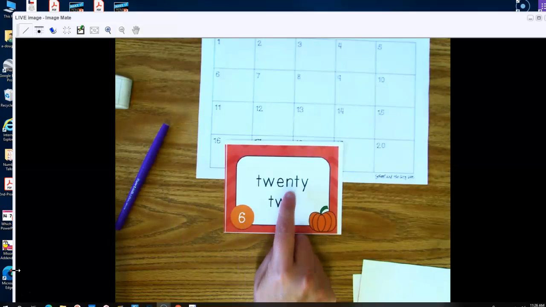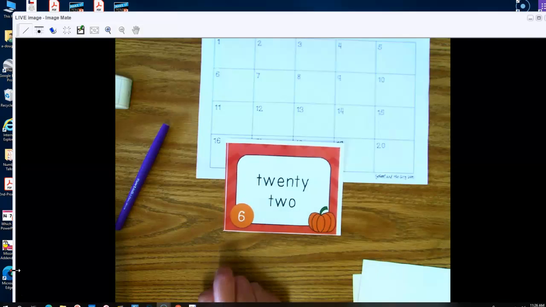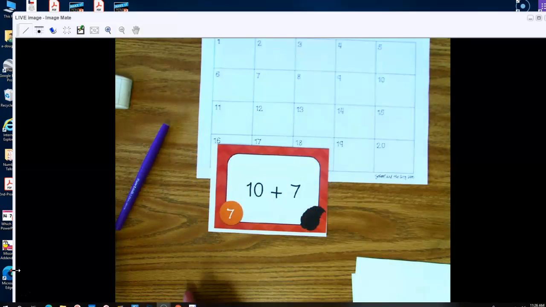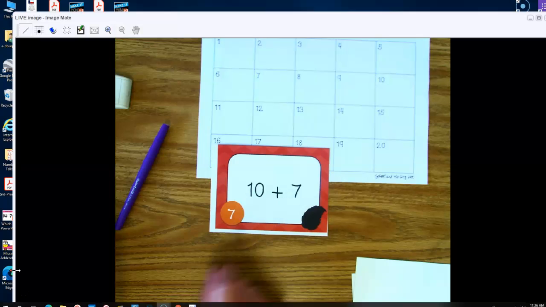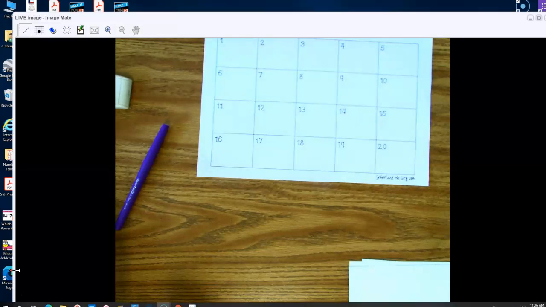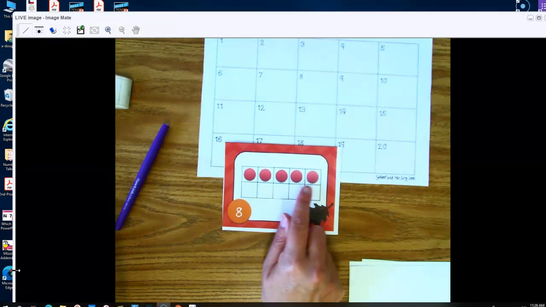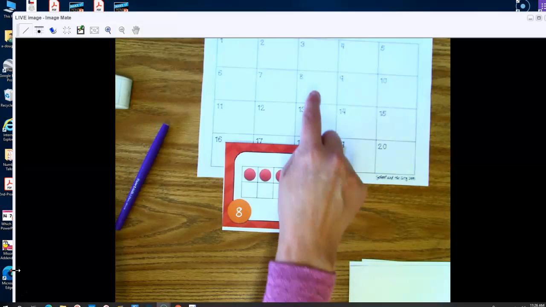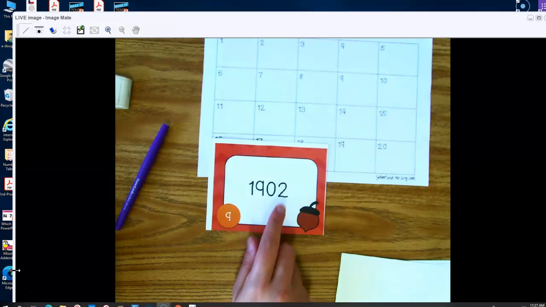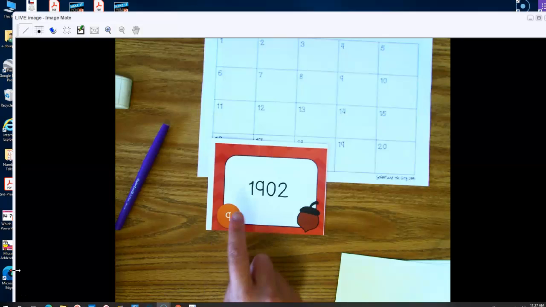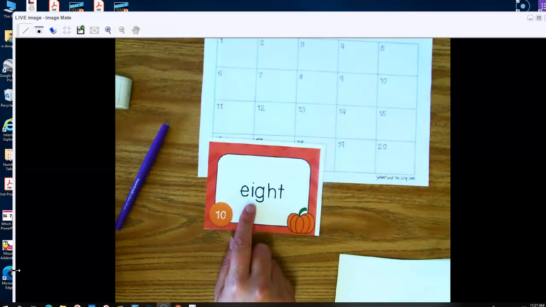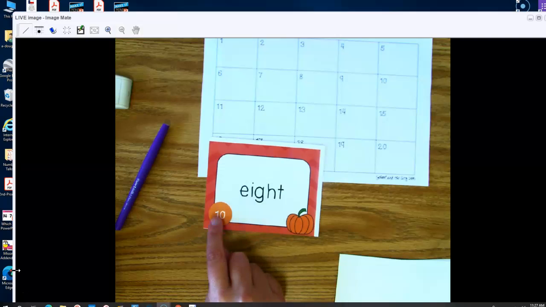Number 6, 22, 2, 2. 2 in the 1 spot. So that means the answer to number 6 is even. 7. 10 plus 7 is 17, which is a 7 in the 1 spot. So number 7 is odd. 8. There is 5 shown here. 5 is an odd number, so the answer to number 8 is odd. 1,902. 2 is in the 1 spot, and 2 is even. So the answer to number 9 is even. Number 10, the word says 8. 8 is an even number, so number 10 is even.